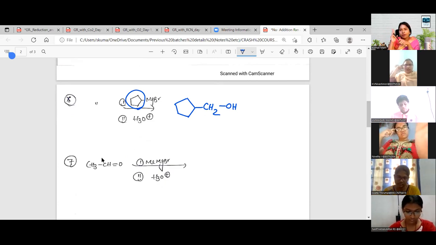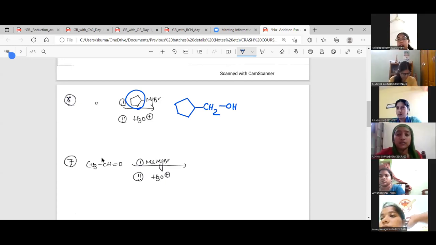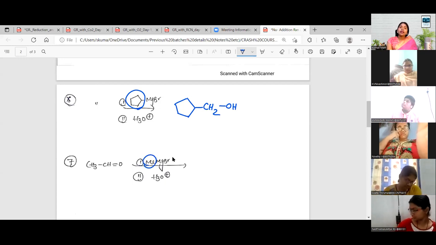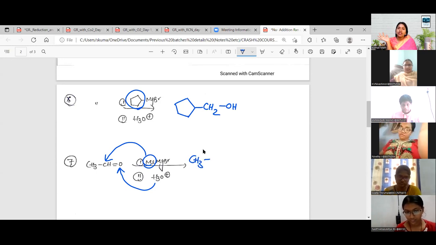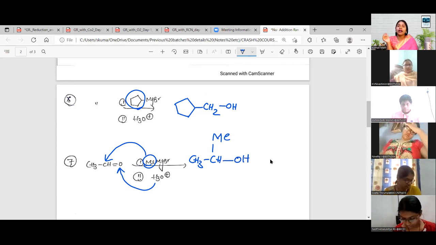One is acid-base reactions, nucleophilic addition reactions, then SN2 reactions. Out of that, when a carbonyl group is there, meaning aldehydes and ketones, it involves nucleophilic addition reactions. And then what should I do? The alkyl group I should keep on carbon, and hydrogen I should keep on oxygen. That's it. Keep the alkyl group on carbon and hydrogen on oxygen, by breaking that double bond.